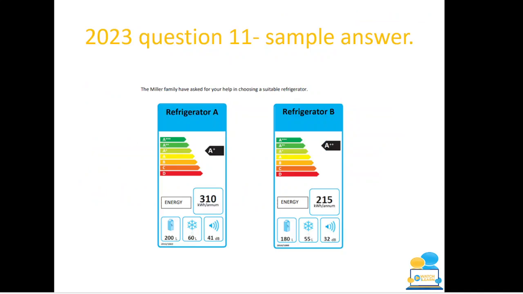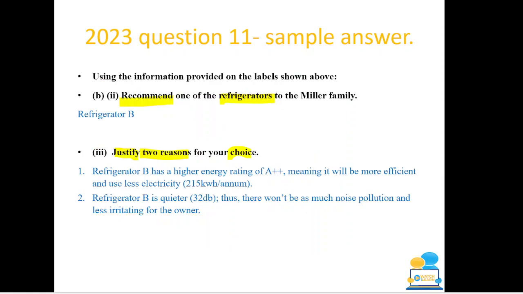This one here is from the 2023 question 11, and this is a sample answer based on my own views. Okay, so if I have a look here, it says the Miller family have asked for your help in choosing a suitable refrigerator. So refrigerator A, and it says A+, refrigerator B, and A++. So if I was answering this question, I would be highlighting or circling the differences on each. Okay, it's like your plan of action again.